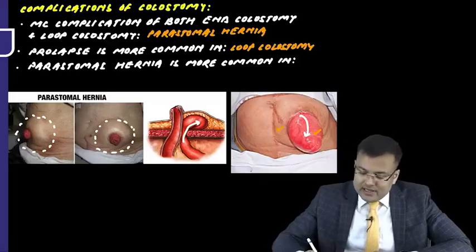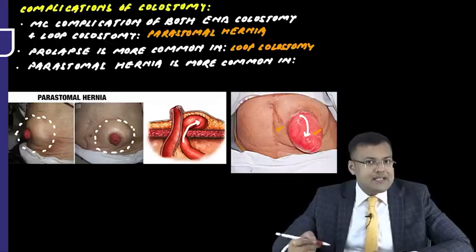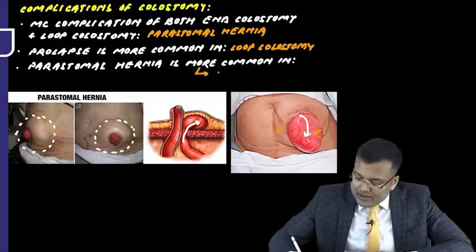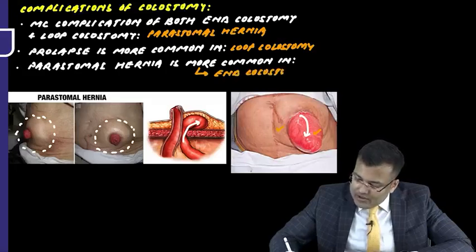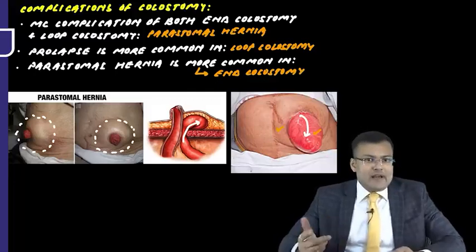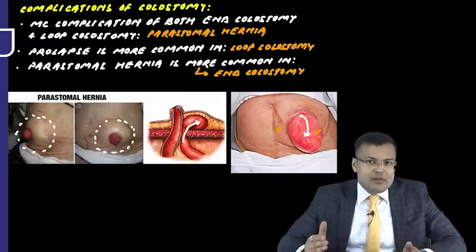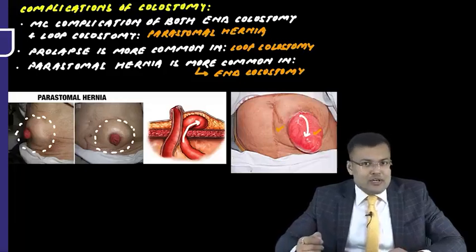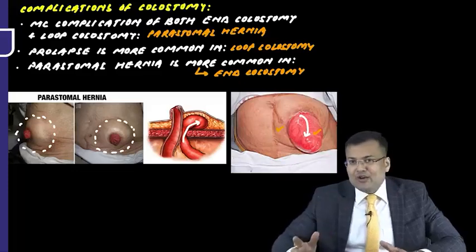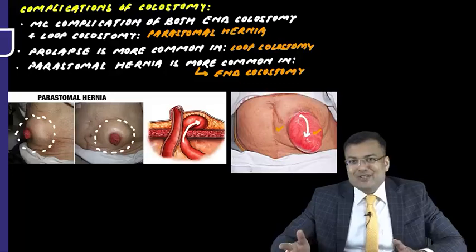Parastomal hernia we discuss in end colostomy. We perform extensive dissection. That's why parastomal hernia is more common in end colostomy. So overall, the most common complication of both end colostomy as well as loop colostomy is parastomal hernia. Prolapse is more common in loop colostomy, and parastomal hernia is more common in end colostomy because we perform extensive dissection in end colostomy. So this is all about ileostomy and colostomy.